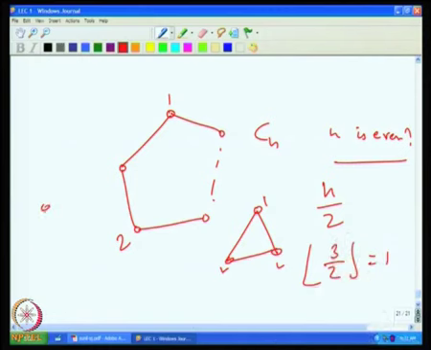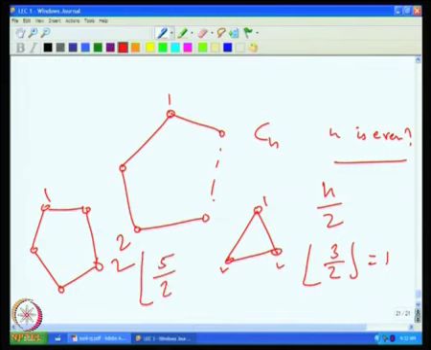We can take a bit bigger one, a 5 vertex graph. We can take 1 here and 2 here, and that is it, because if you take 3 here, it is adjacent to 2, and if you take this one, it is adjacent to 1. So this is 5 by 2 floor, which is 2. So for an odd cycle, it is n by 2 floor.